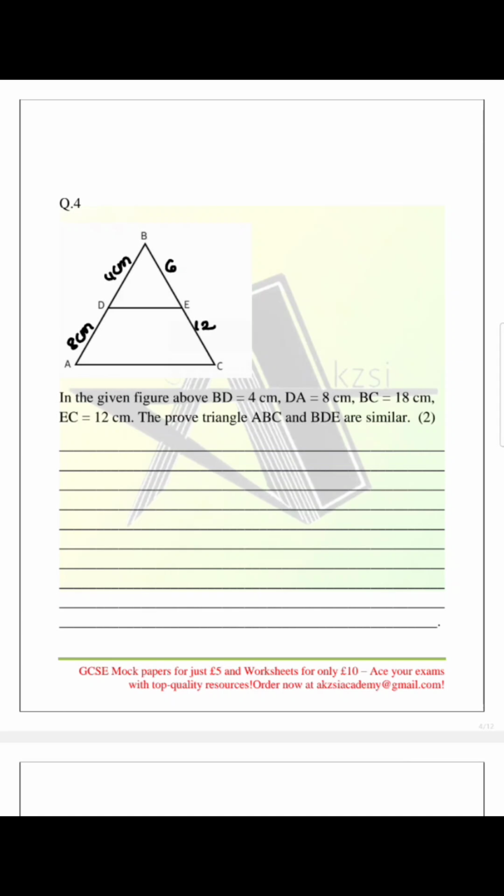And we have to prove triangle ABC and BDE are similar. So I can just write BD, which is one side of this smaller triangle BDE, and BA is the side of another bigger triangle, because we are trying to prove triangle ABC and BDE. So we just have to write ABC and BDE. So in ABC whole AB and BD is that BD. So their ratio AB over BD, which is 12 over 4, that is 3.